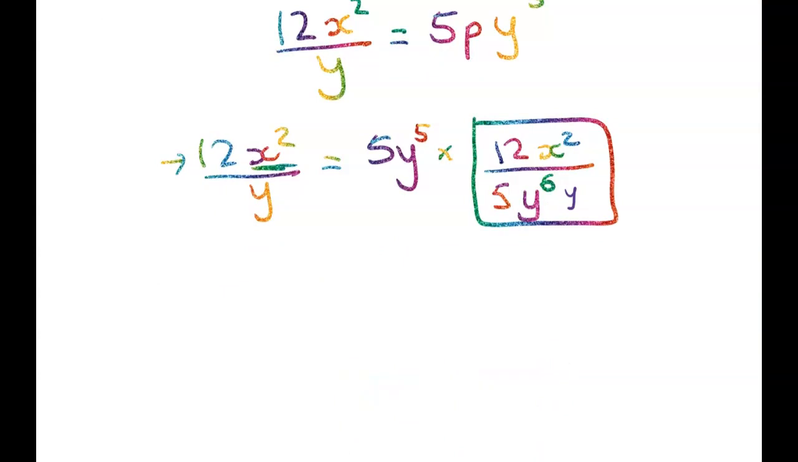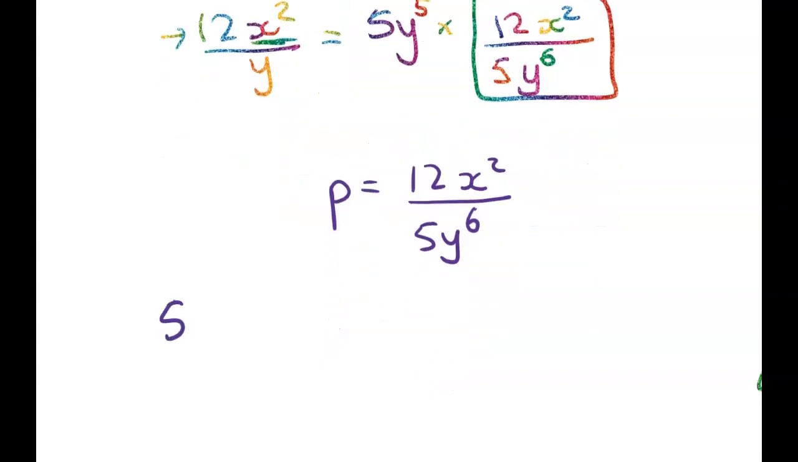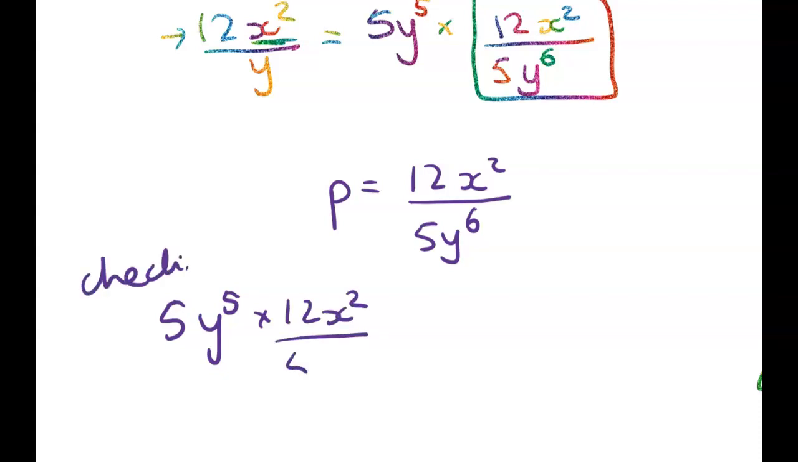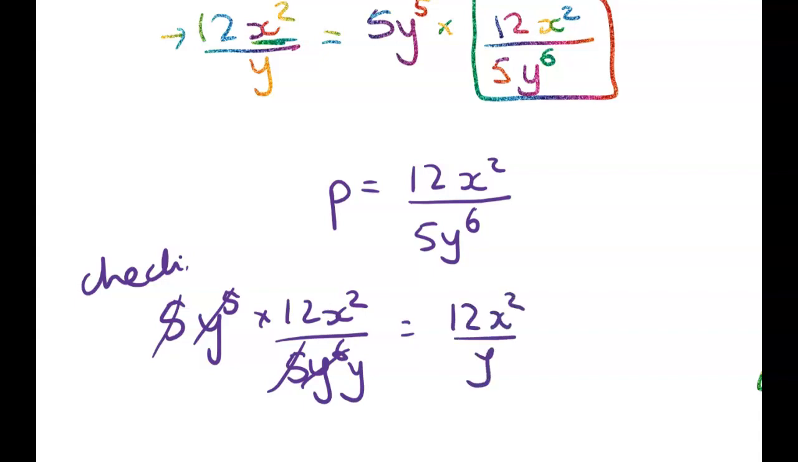So p in this question will equal 12x squared over 5y to the power of 6. And now we can check it and we can see if it works. If we do that, we get 5y to the 5 times 12x squared over 5y to the 6th. And we can see that the 5's go. This goes and leaves me with y, and I get 12x squared over y, which is what we wanted.